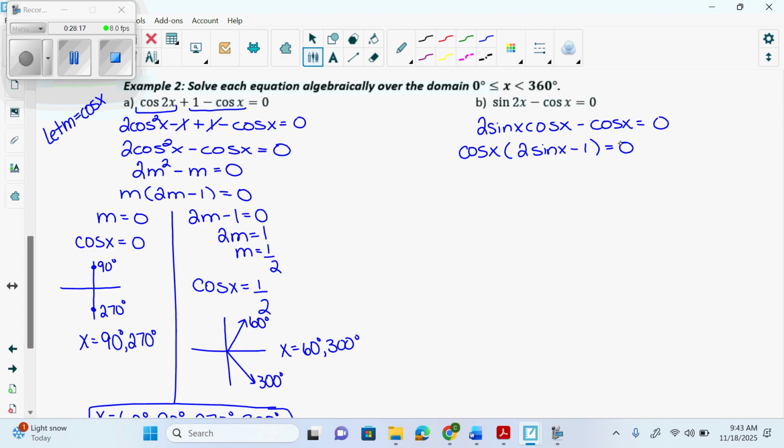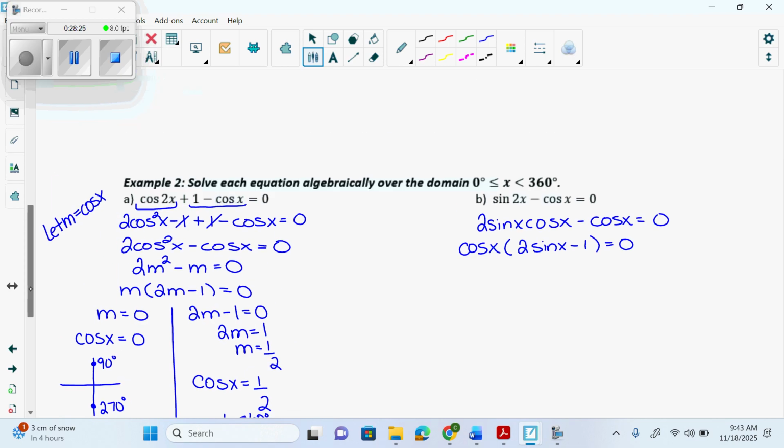So if you're stuck, could we not have replaced those with 2 different letters? I'm going to show you. If I got stuck here, I could go let m equal sine x, let n equal cos x, and instead of taking that out just the way it is, I could have gone 2mn minus n equals 0 and took an n out. So I could have done that as well. If you don't like dealing with the cosines and sines, you can replace them with m's and n's.